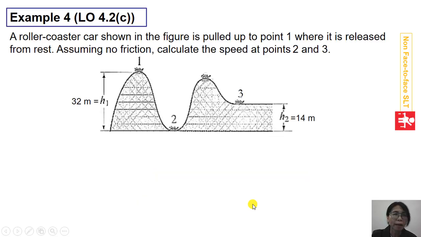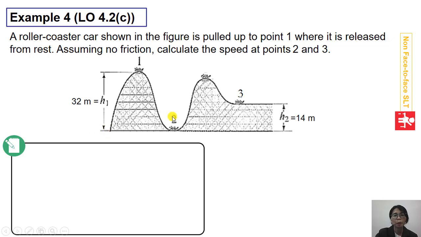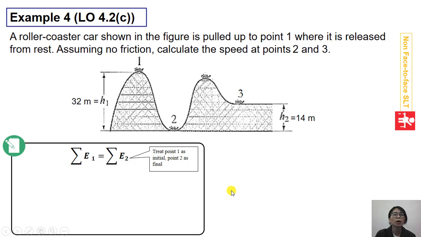Okay, now I'll show you one example of how we apply the principle of conservation of mechanical energy. So refer to your lecture notes. Example 4. We have a roller coaster car, shown in the figure, that is pulled up to point 1 where it is released from rest. Assuming no friction is acting, we want to calculate the speed of the car at point 2 and also point 3. So class, to determine the speed of the car at point 2 and point 3, we apply the conservation of mechanical energy, whereby the total energy at position 1 must always equal the total energy at position 2. So we treat point 1 as initial and point 2 as final.